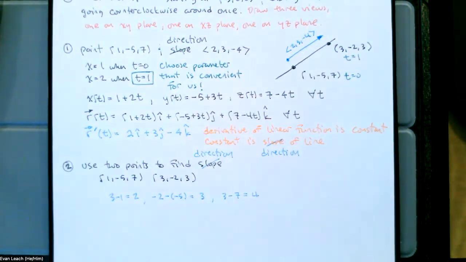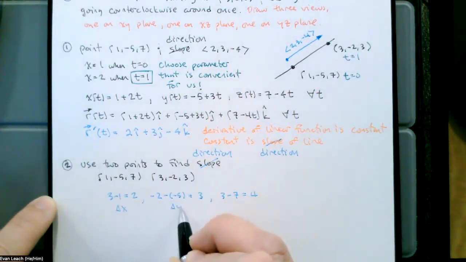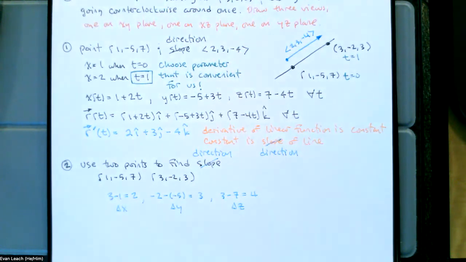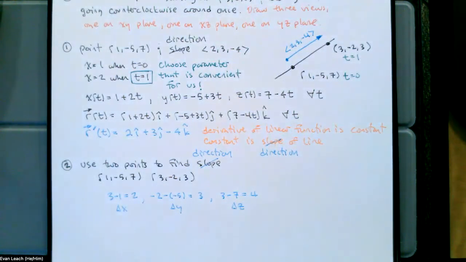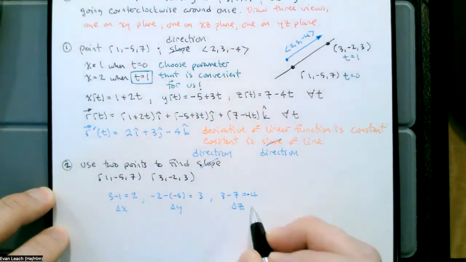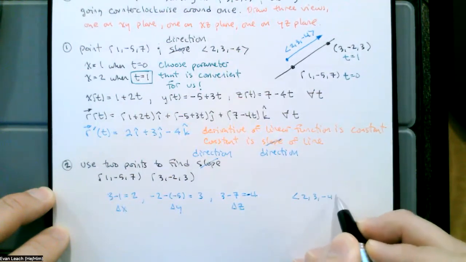These are the delta x, the delta y, and the delta z. How much does x change from (1, -5, 7) to (3, -2, 3)? Here's your delta x. Here's your delta y. Here's your delta z. Now, in this case, I said I'll start at (1, -5, 7) and end up at (3, -2, 3). That gives -4. Thank you. So our direction vector is <2, 3, -4>.